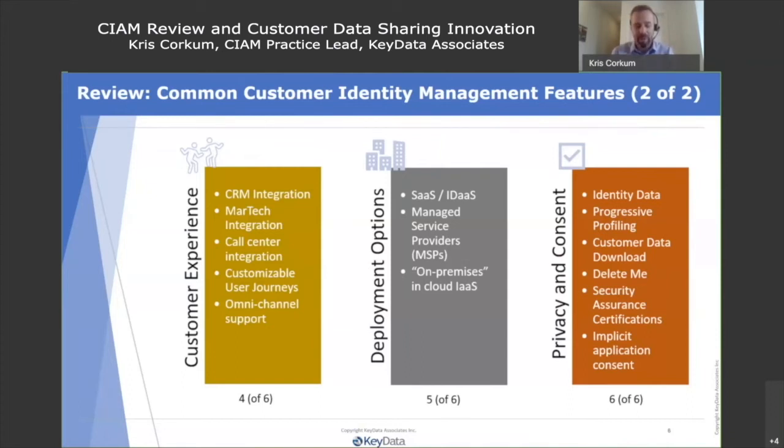And finally, applications connected to the CIAM platform are typically given access to customer identity data implicitly, and customers are typically not prompted for this consent. So instead, what's called administrator level consent is granted to the application and customers never see it.